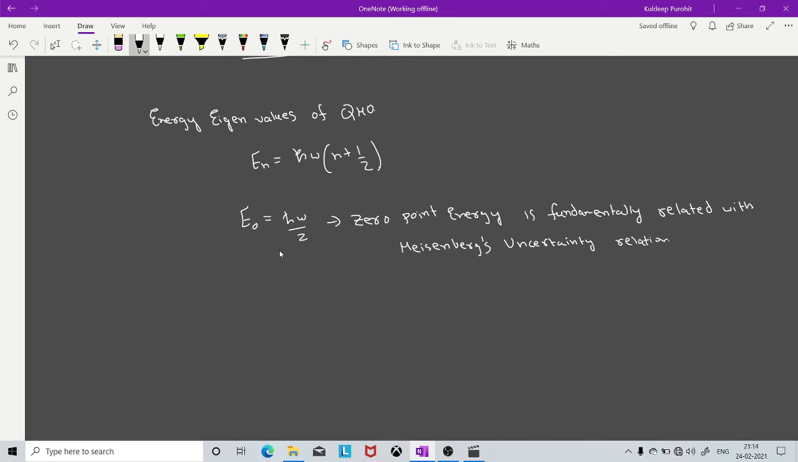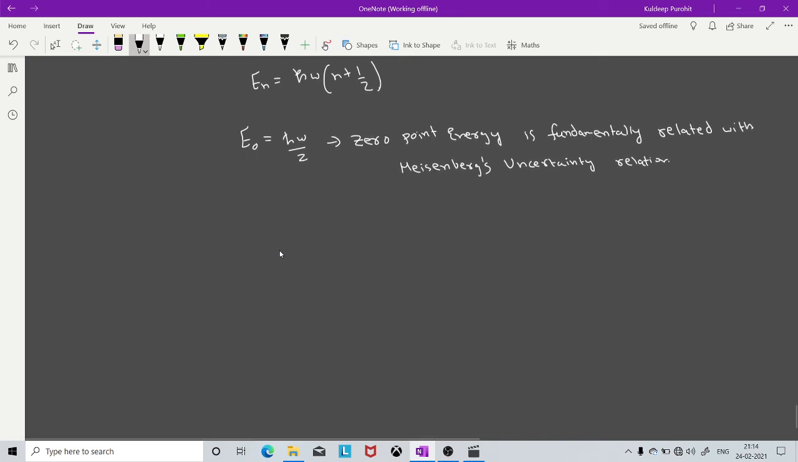Okay, so how does this come about? Let us see. Let us find how it is related with this thing. So we know that delta x square is equal to the expectation value of x square minus the square of the expectation value of x.